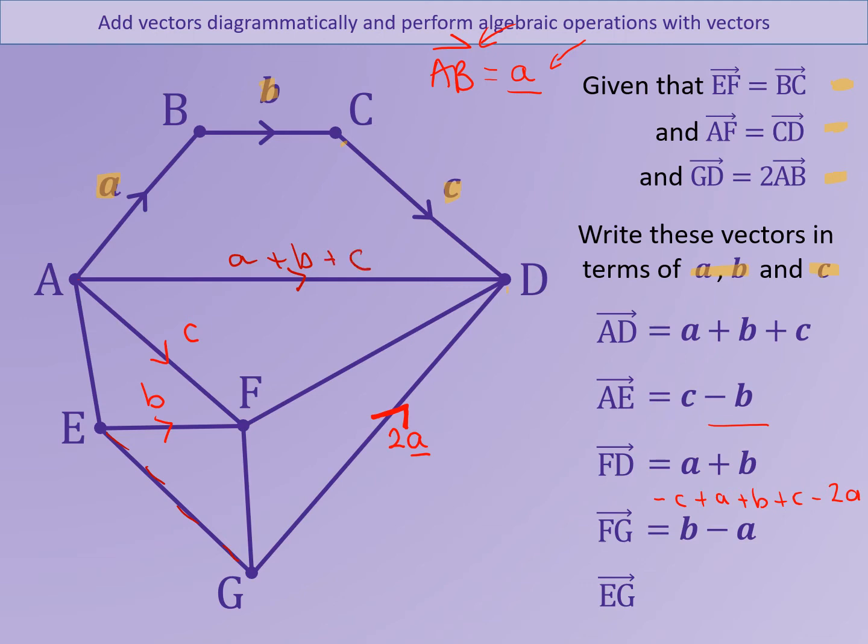You don't have to. You could go all the way around and use different ones, lots of different variations, but you would end up with the same path. So E to G, we know B, this backwards along C, forwards along here, and then backwards along this one. And if I write that down, that would give us B minus C plus A plus B plus C minus 2A, and then that would simplify to 2B minus A.